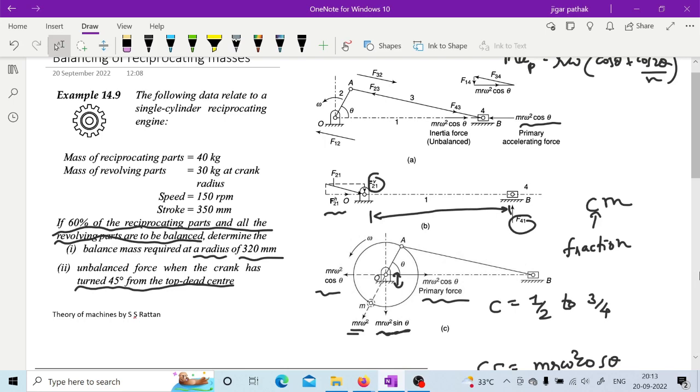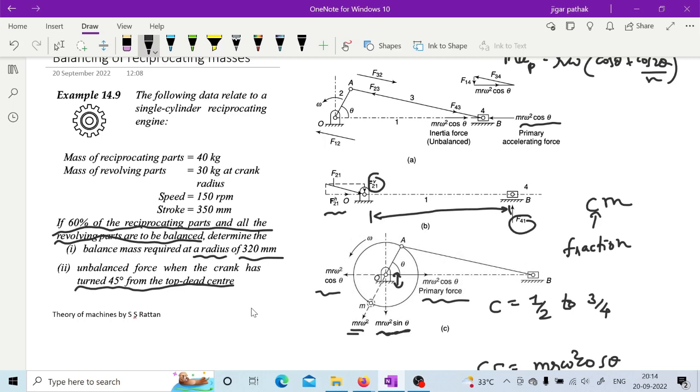Sir, in wheel balancing we also do the same thing. See, wheel balancing is not a case of reciprocating balancing, right? Wheel balancing is the case of rotating balance, and rotating masses can be fully balanced. So wheel balancing is not the case of balancing of reciprocating masses. Are you getting what I'm trying to say? Yes sir.